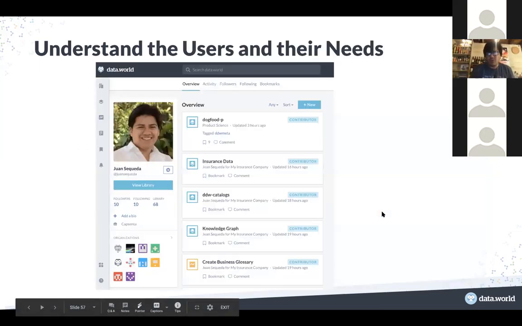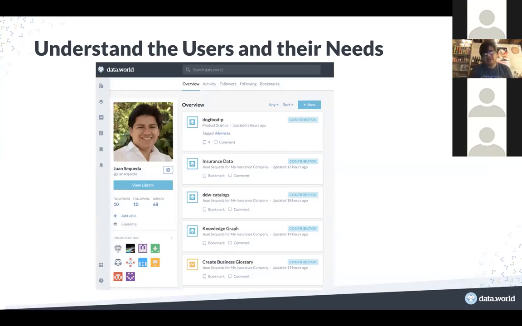And then you also need to understand your users. This is so, so important. When you're creating tools, understand who your users are.